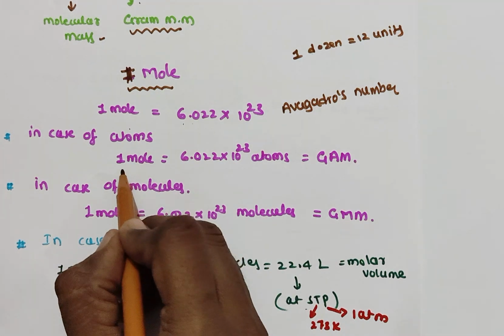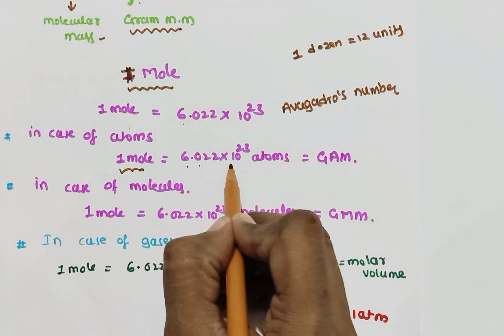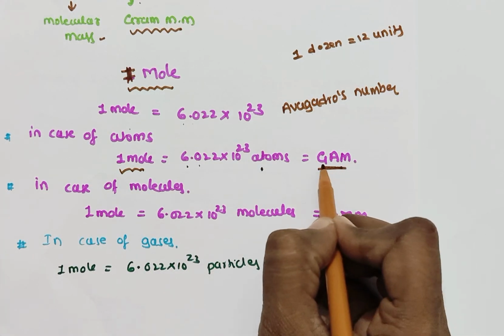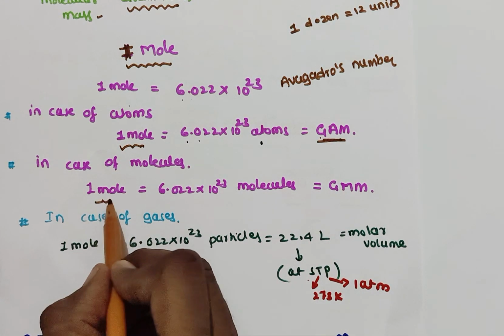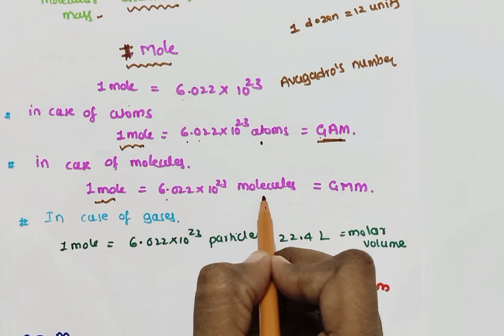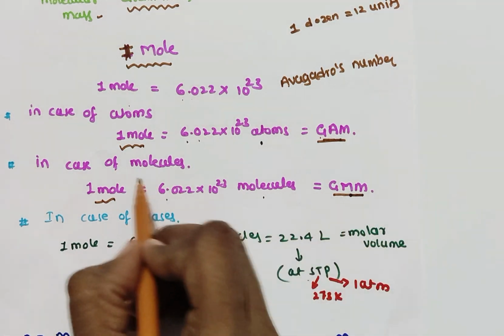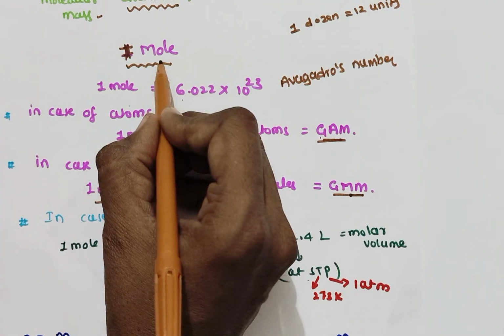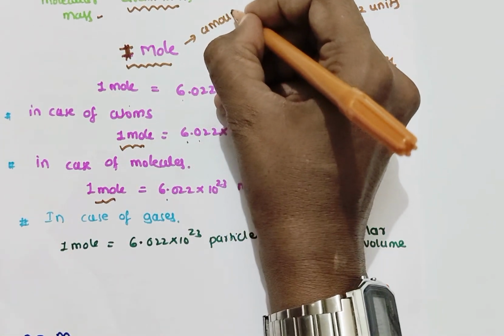In the case of atoms, 1 mole is equal to 6.022 × 10^23 atoms. This is also equal to gram atomic mass. In the case of molecules, 1 mole is nothing but 6.022 × 10^23 molecules. This is gram molecular mass. This is a very important point. So 1 mole is a unit which is used to calculate the amount of substance.